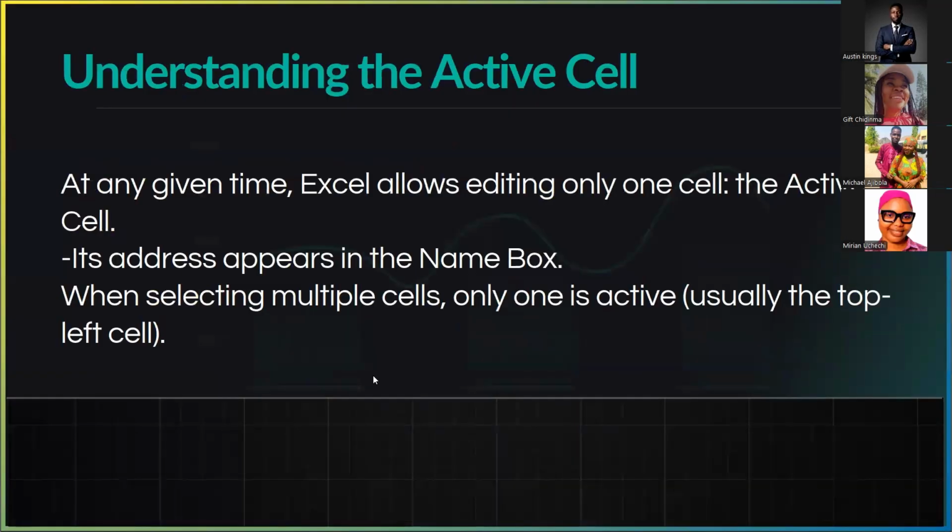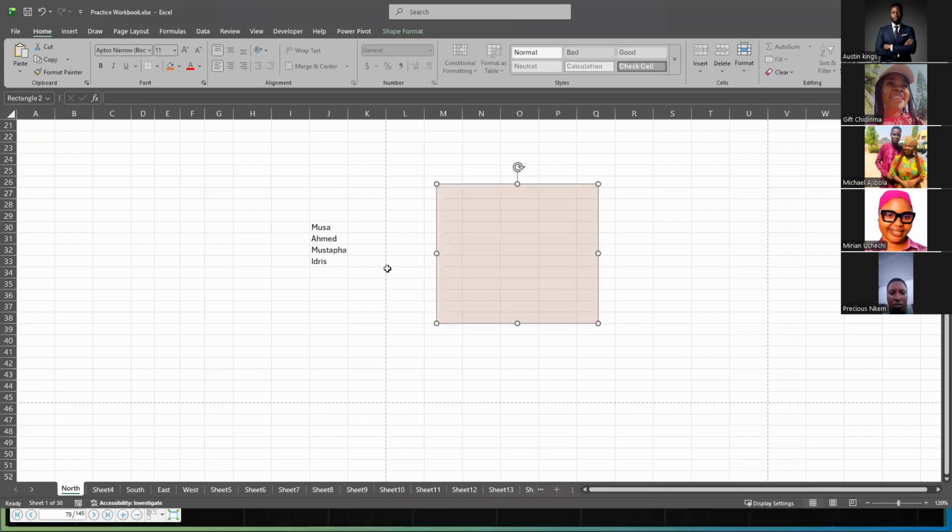So, understanding the active cell. At any given time, Excel allows editing only one cell, the active cell. This address appears in the name box. When selecting multiple cells, only one is active, usually the top left cell right there. I already showed you that before, that the selected cell is the active cell. For example, if I click, this is the active cell. You can see J30, that's the active cell. So I can manipulate this cell.